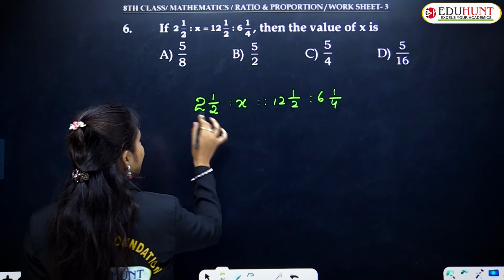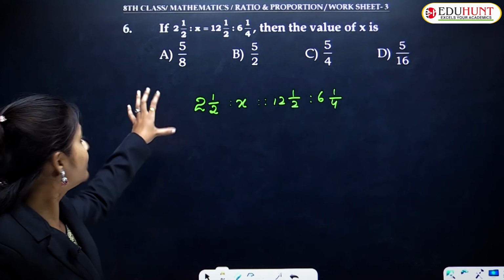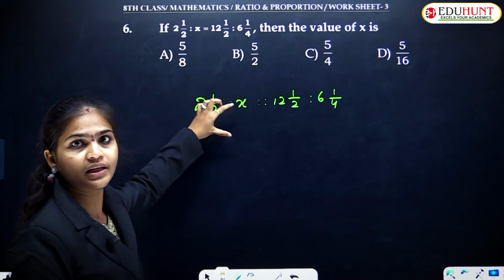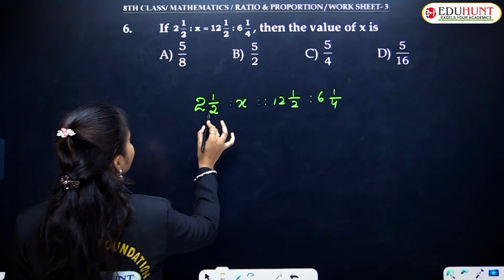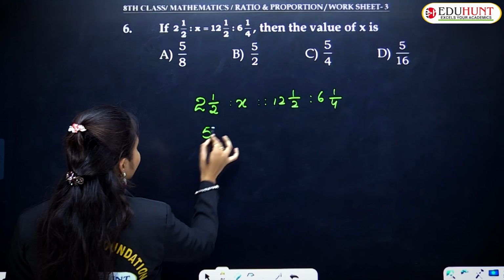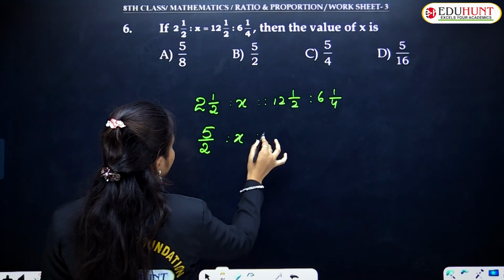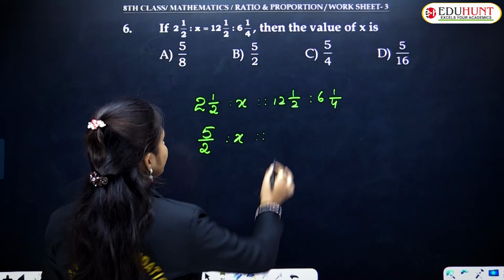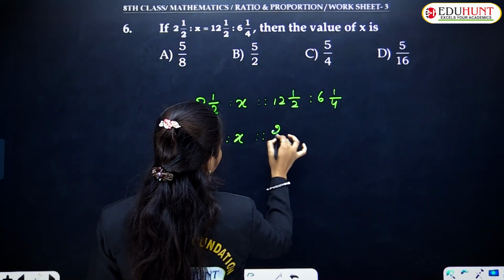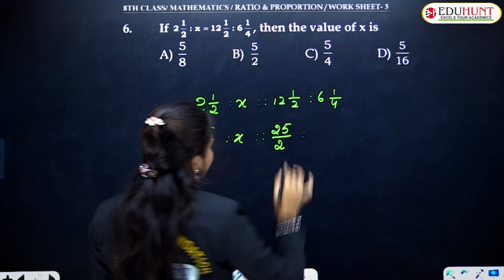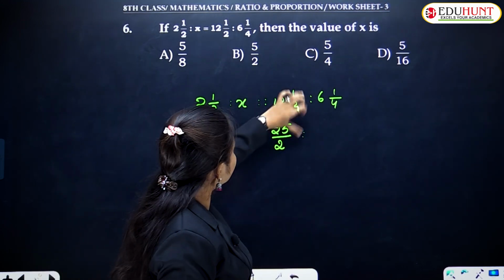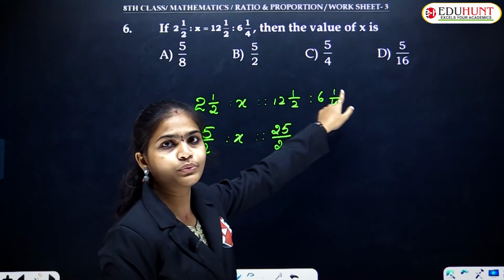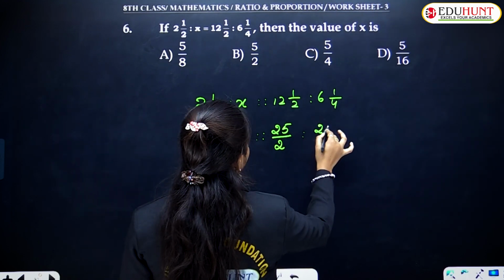So children, from this one we see 2 and 1 by 2. Here mixed fractions are given, so we need to write them as improper fractions. While converting 2 and 1 by 2 into an improper fraction, 2 2's are 4, 4 plus 1 is 5 by 2 is to x as is to. While converting 12 and 1 by 2 into an improper fraction, 2 12's are 24, 24 plus 1 is 25, 25 by 2 is to 6 and 1 by 4. For 6 4's are 24, 24 plus 1 is 25, so 25 by 4.